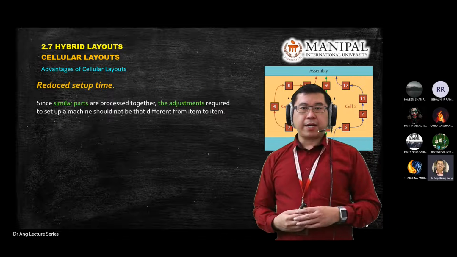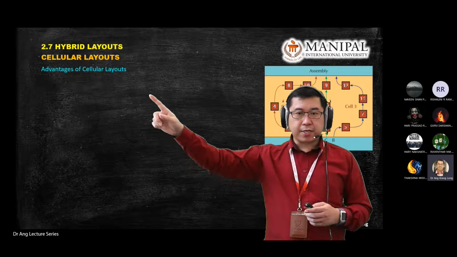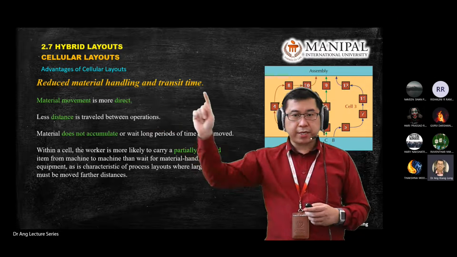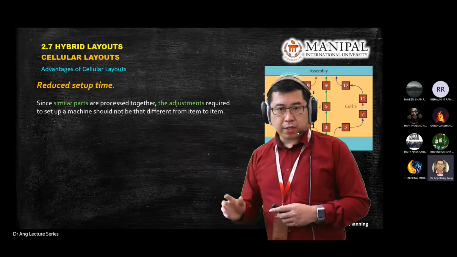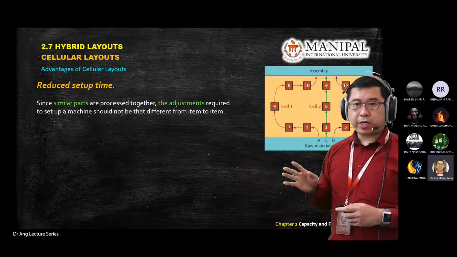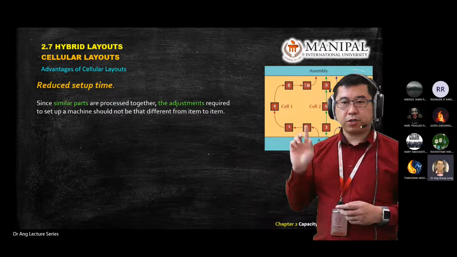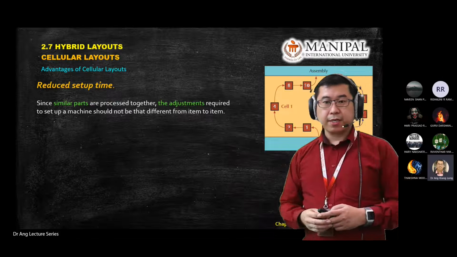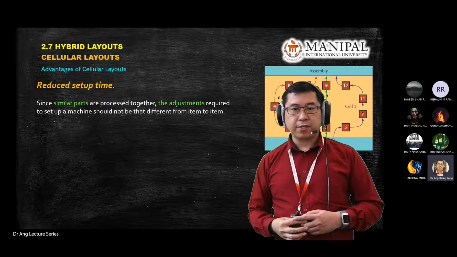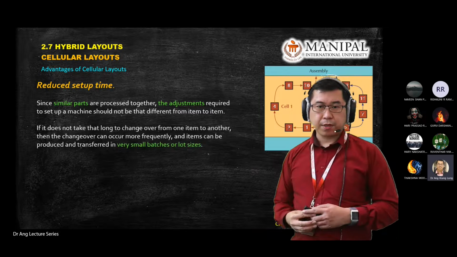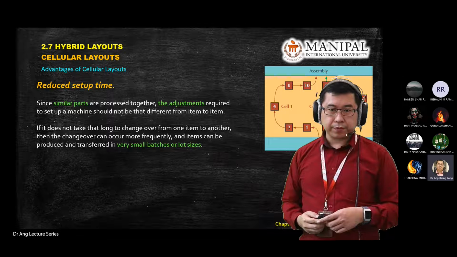Again, setup time. Just now was the material movement, material handling time. Next one is the setup time. In the cellular setup, you don't need to restart the machine and move the machine to other places. This is one of the strengths or benefits of the cellular layout. The rest you can read.